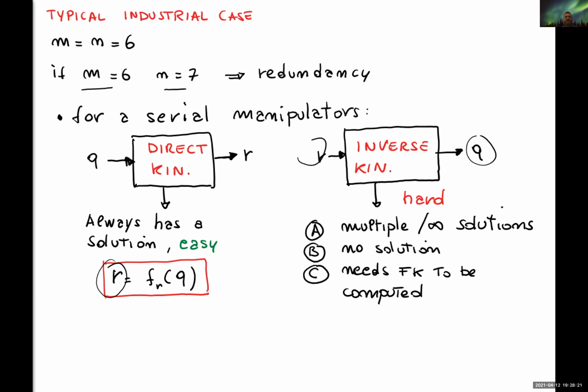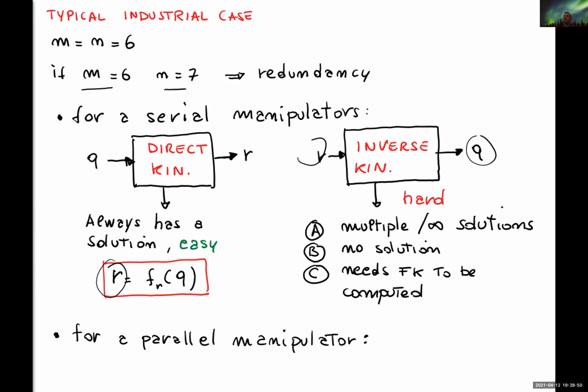And again, for the inverse kinematics, we can have either multiple or infinite solutions. We can have no solution at all. Additionally, to compute inverse kinematics, we will always need the forward kinematics expression. The direct kinematics or forward kinematics is the same. They are equivalent. They are synonymous.